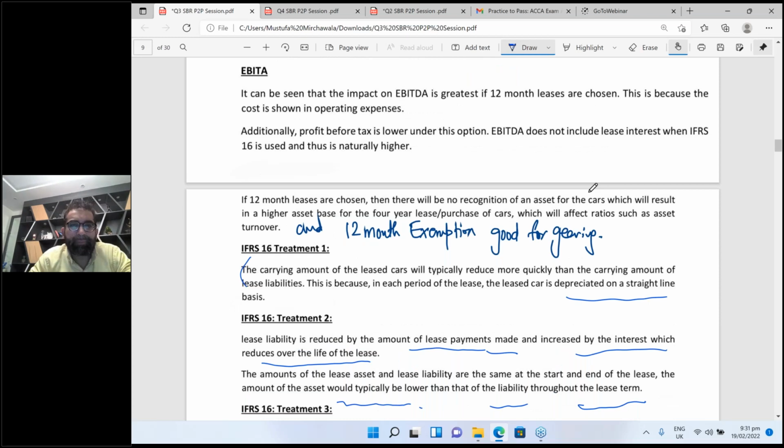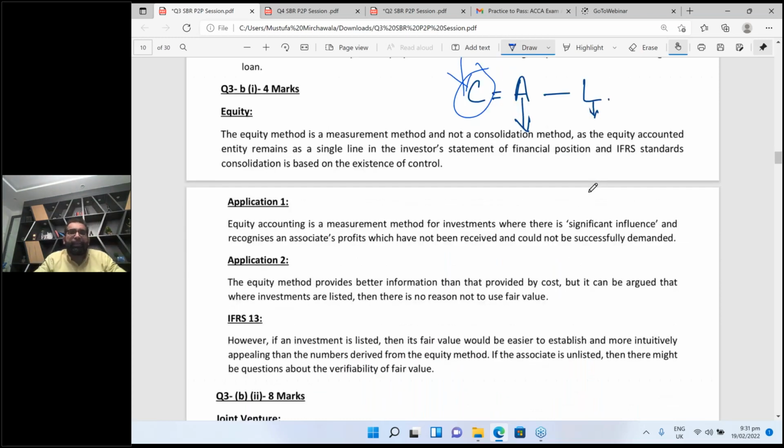Okay, please, this is what the answer is. The equity method is a measurement method and not a consolidation method. It's not consolidation, it's not adding together. An equity accounted entity remains as a single line in the investor's statement of financial position, and in IFRS standards, consolidation is based on the existence of control. Yes, you do adding together when you have control, but when you have significant influence, you just do equity accounting.